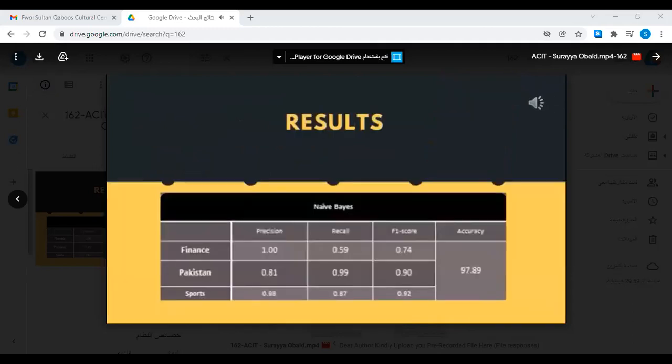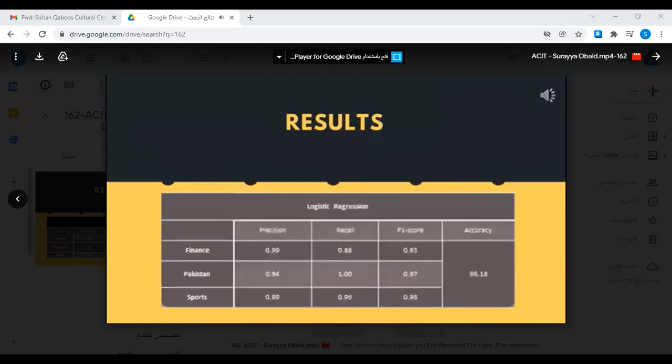Here are the results that we got at the end of the experiment. In total, 4 algorithms were used, and out of those, Bayes gave the best results for first level classification with an accuracy score of 97.89. While for logistic regression, the accuracy score was 96.18, which is comparatively the lowest among all.